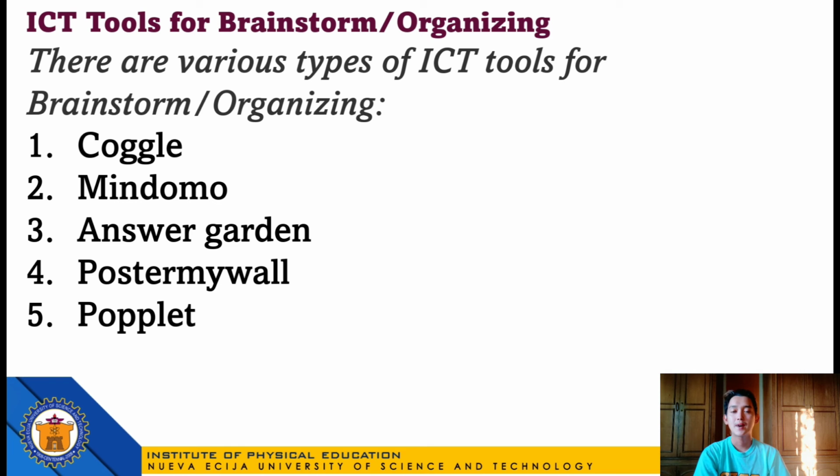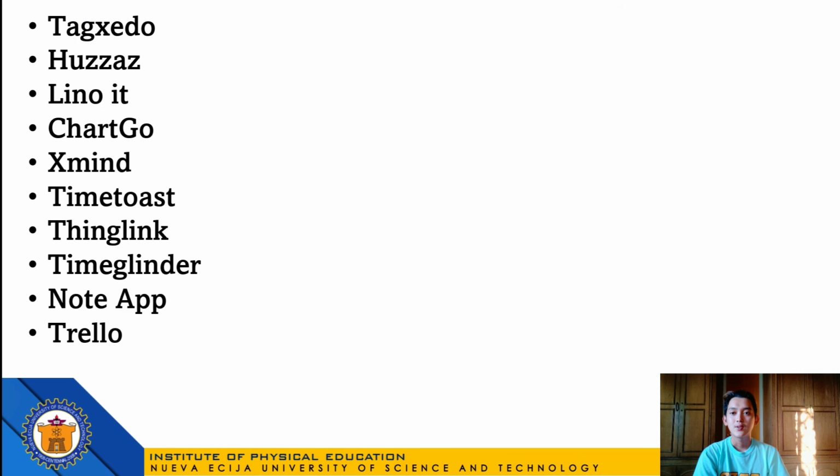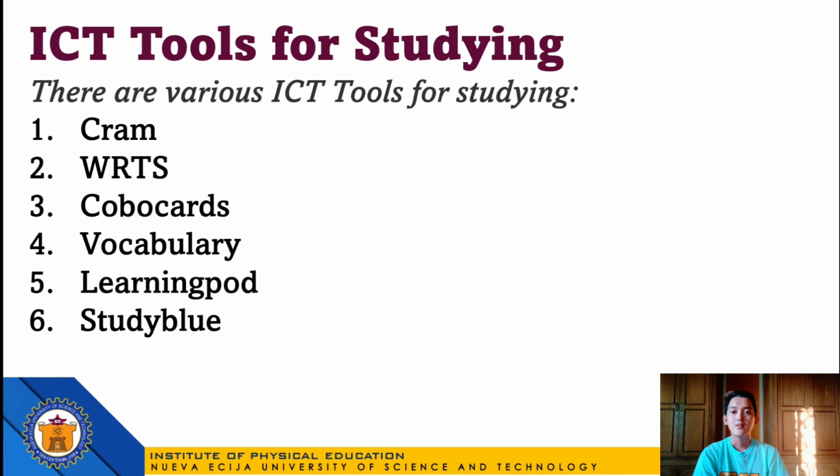There are various types of ICT tools for brainstorming and organizing like Google, Mindomo, Answer Garden, Poster My Wall, Poplet, Tuxedo, Whozas, Linoit, ChartGo, Xmind, TimeToast, ThingLink, TimeGlinder, NoteApp, Trello, and now we are going to talk about the ICT tools for studying like Cram, WRTS, Kobo Cards, Vocabulary, Learning Pad, and StudyBlue.